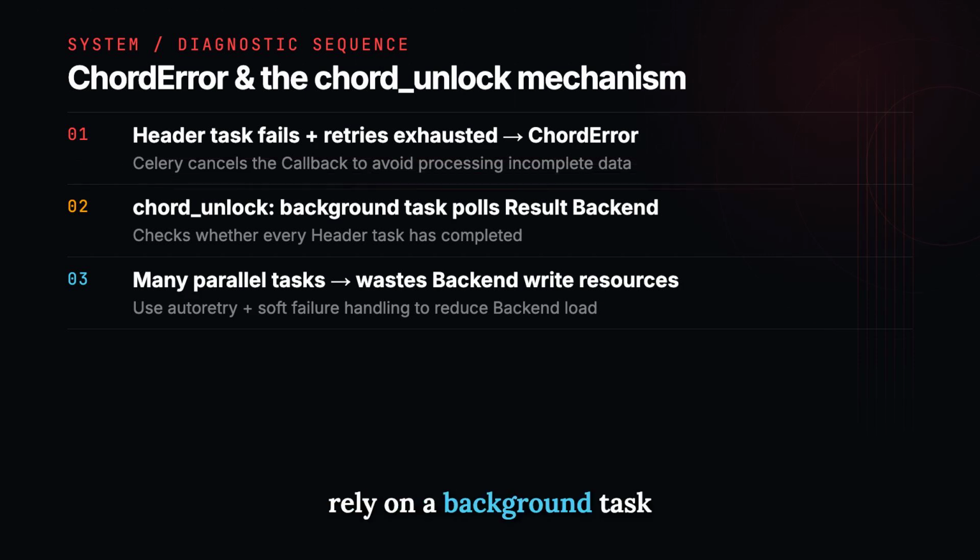Chords rely on a background task called chord_unlock. It polls the result backend to check whether every header task has completed. With many parallel tasks, this can waste backend write resources.